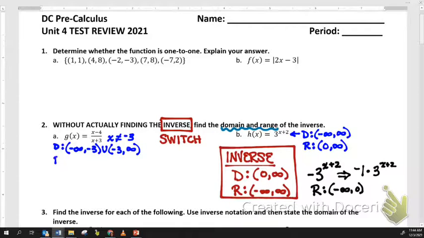And then my range on this, is there anything that y will never equal? 1? This one has a horizontal asymptote at y equals, we divide those leading coefficients. So y will not equal 1. So our range would be negative infinity to 1, union 1 to infinity. And so we just switch that for our inverse.